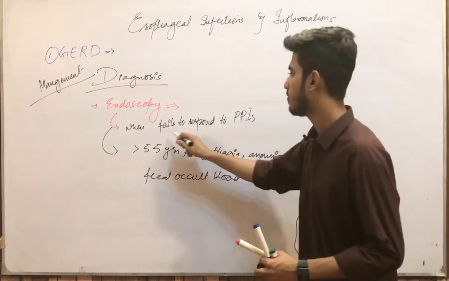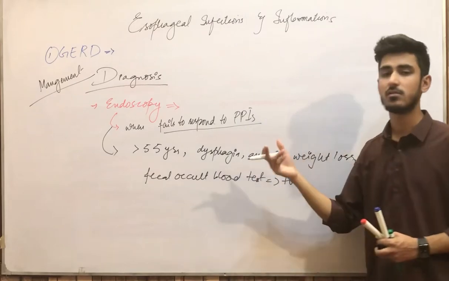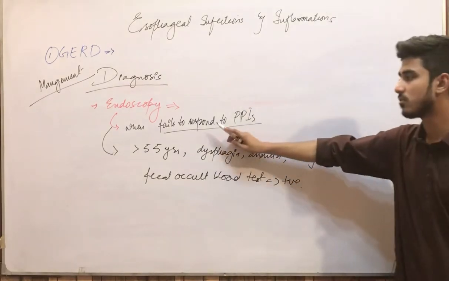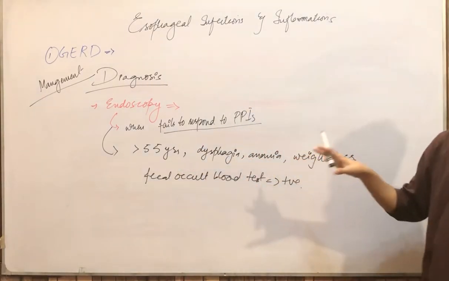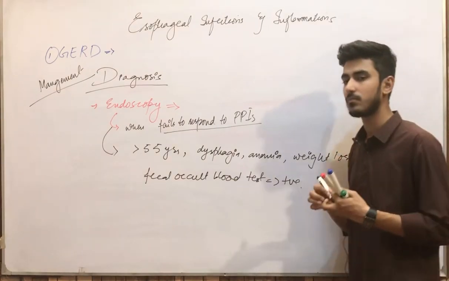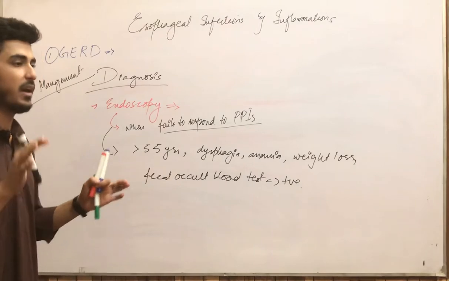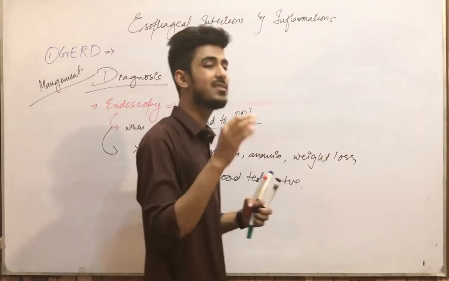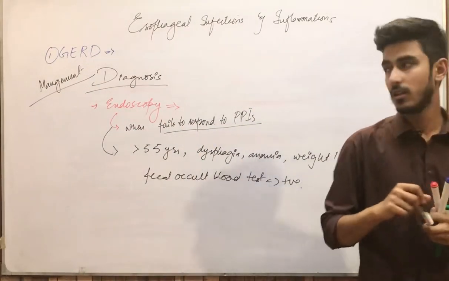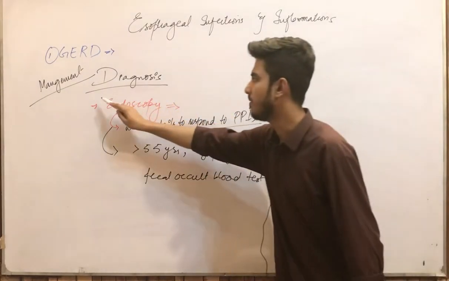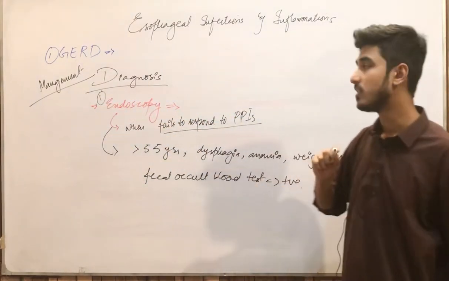Means first of all you have to give the PPIs, and if the patient fails to respond to the PPIs, then you have to do endoscopy, and in these conditions you have to do the endoscopy. Clear? Now what happens if you have done the endoscopy and the endoscopy is also normal and still the diagnosis is uncertain? Clear? This is your option. Still the diagnosis is uncertain.